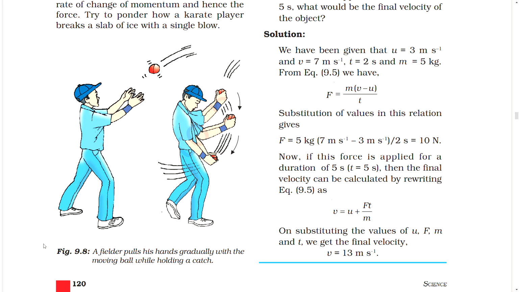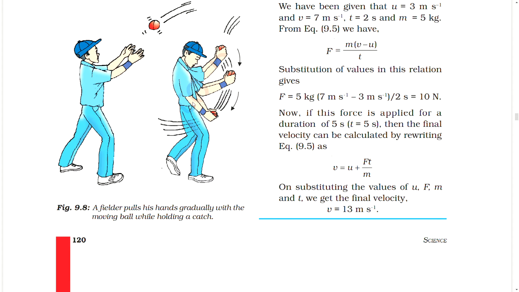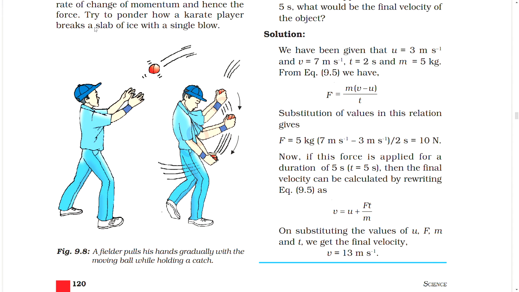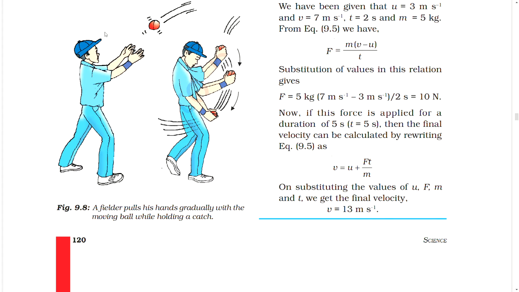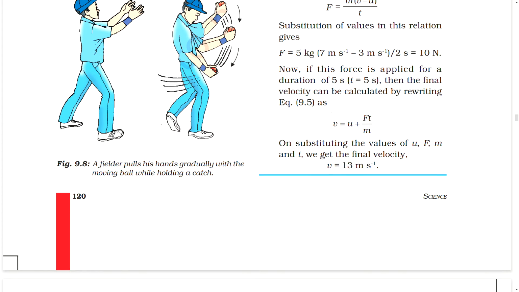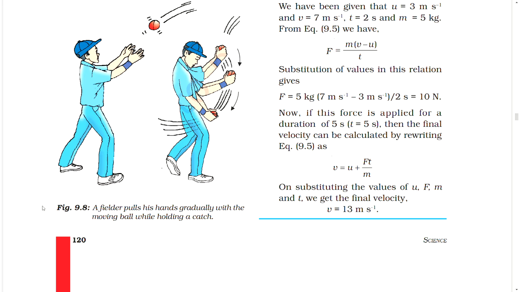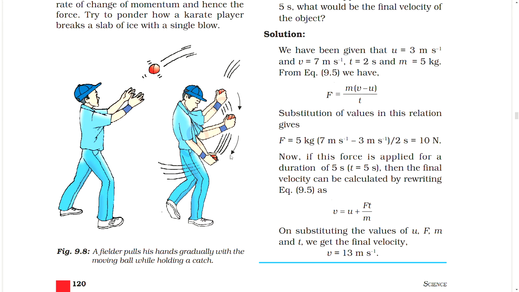Figure: a fielder pulls his hands gradually with the moving ball while holding a catch.